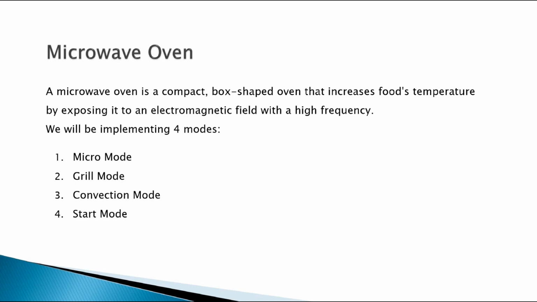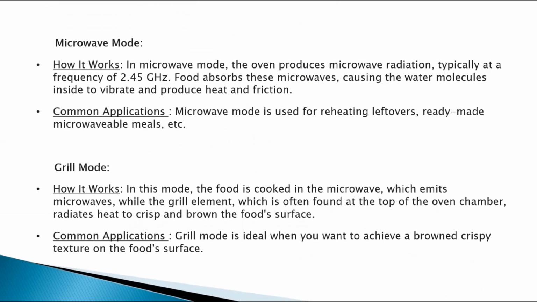For this project, we will be implementing 4 modes, namely micro mode, grill mode, convection mode, and start, which is a general heating mode. Moving to the microwave mode. In microwave mode, the oven produces microwave radiation, typically at a frequency of 2.45 GHz. Food absorbs these microwaves, causing the water molecules inside to vibrate and produce heat and friction, thus generating thermal energy in a process called dielectric heating. A few common applications of microwave mode are reheating leftovers, ready-to-make microwavable meals, etc.